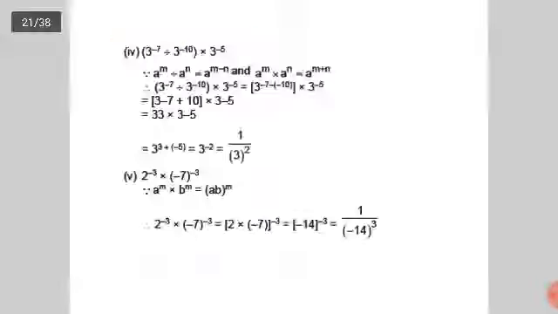Next: 3 power minus 4 divided by 3 power minus 10 into 3 power minus 5. The first one is a division, and division means subtract. What is the law of exponents? A power m divided by a power n gives a power m minus n. The second law of exponents is multiplication: a power m into a power n equals a power m plus n.